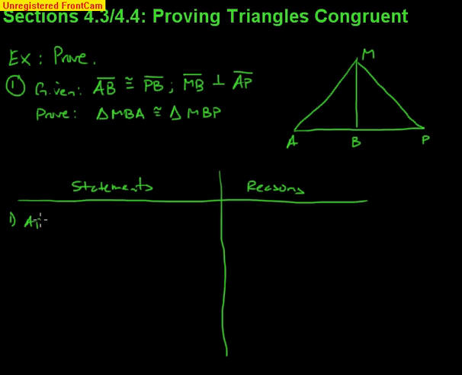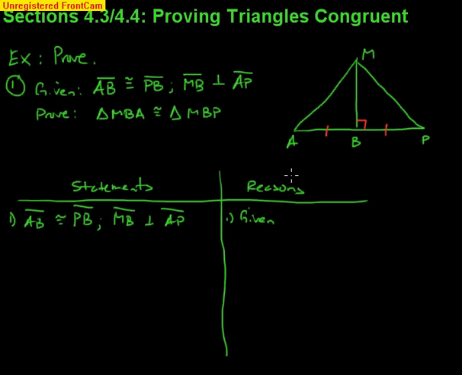Segment AB is congruent to segment PB, and segment MB is perpendicular to segment AP. And this is, of course, given to us. And if we go on our picture, let's mark that AB is congruent to PB and MB is perpendicular to AP. So we'll mark that.